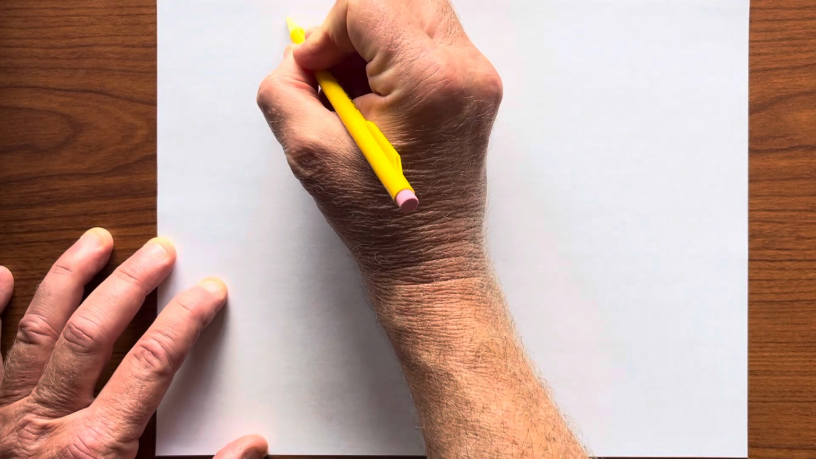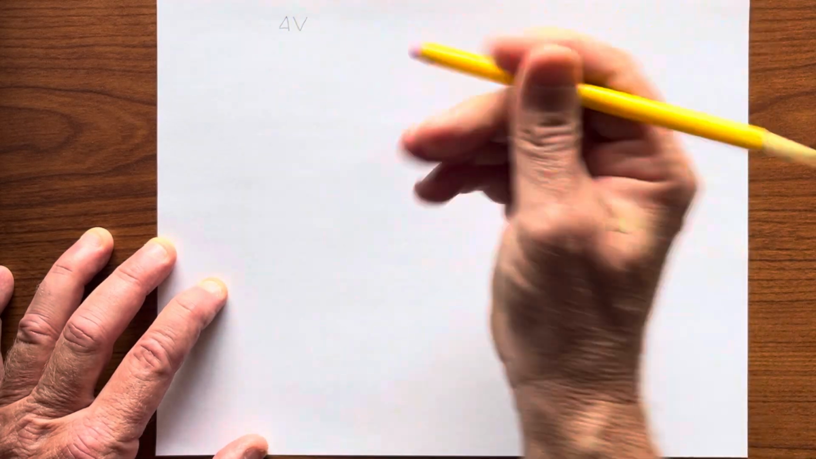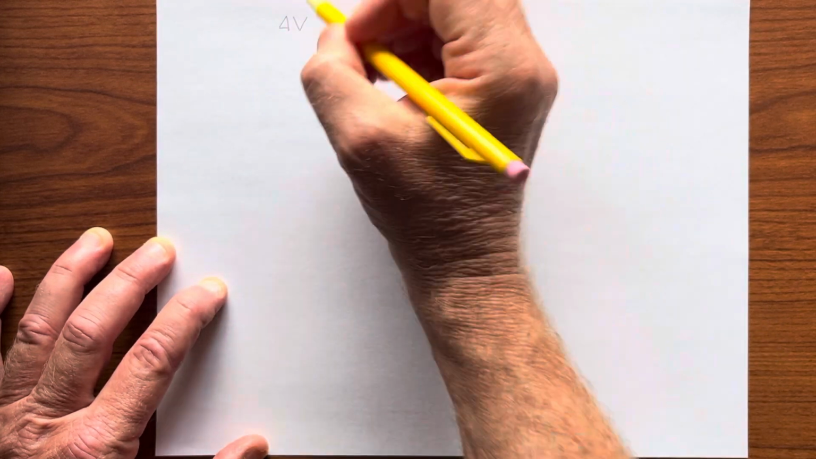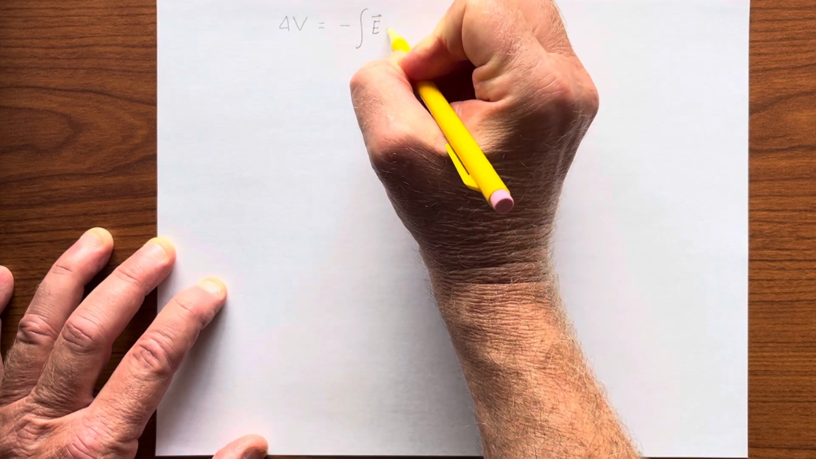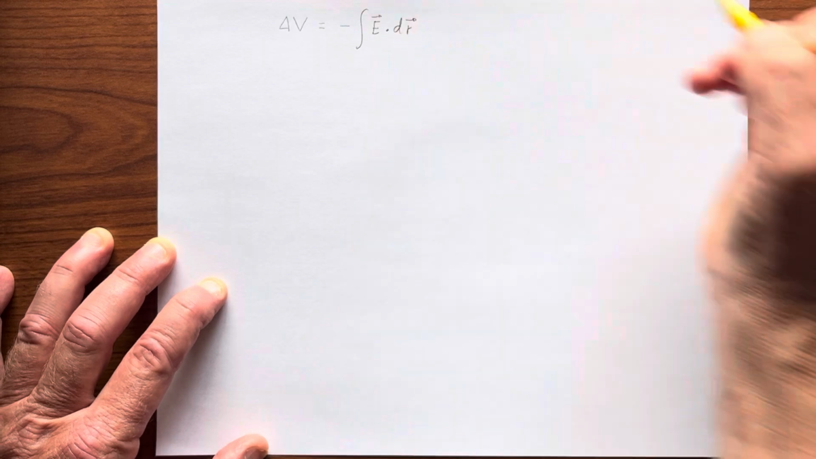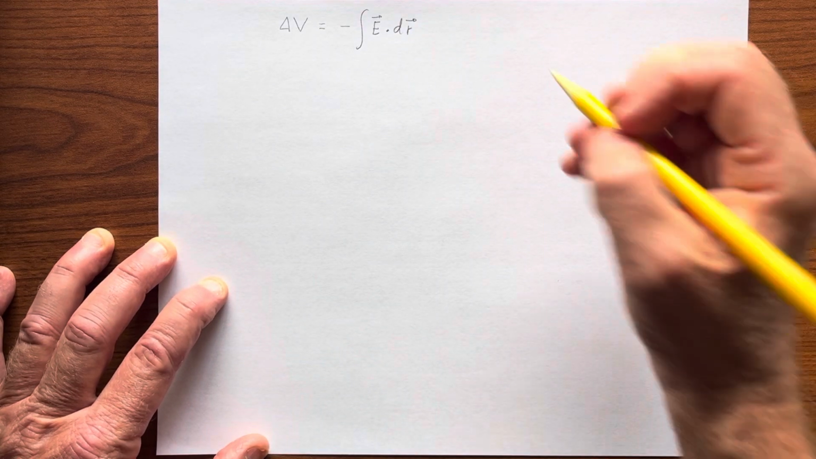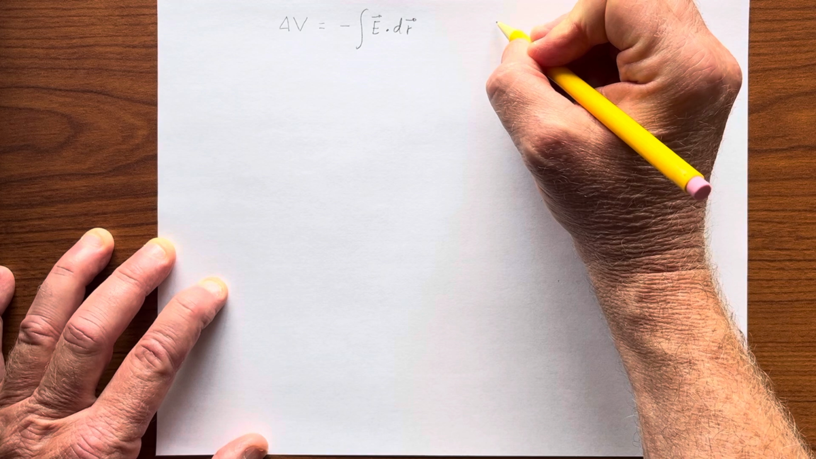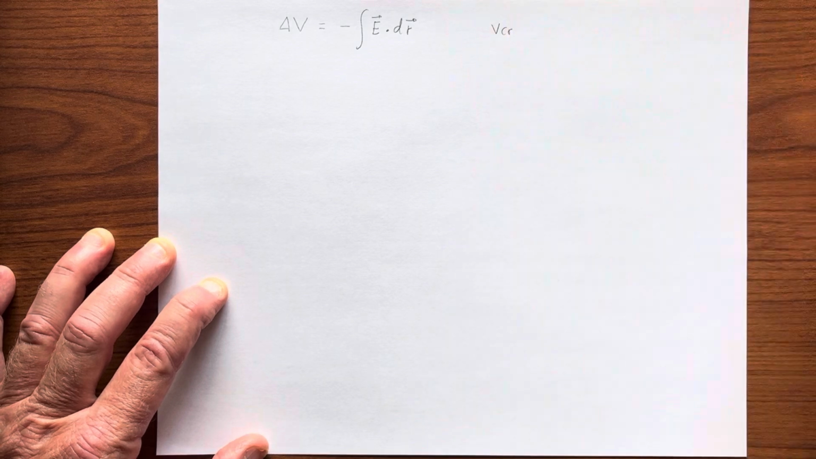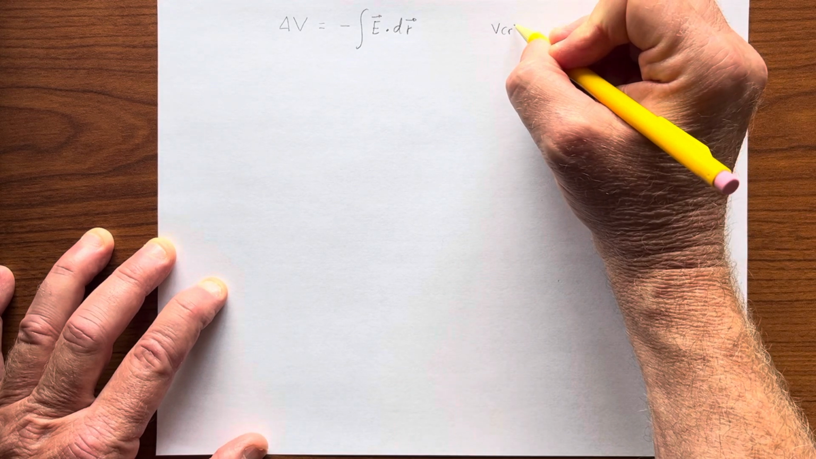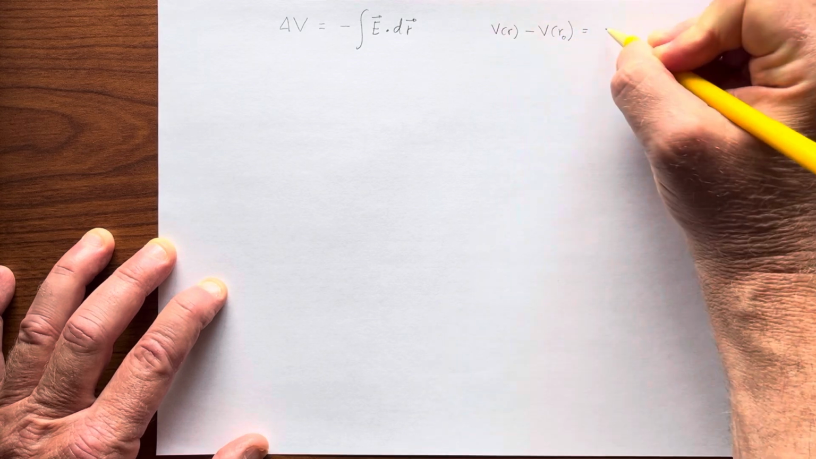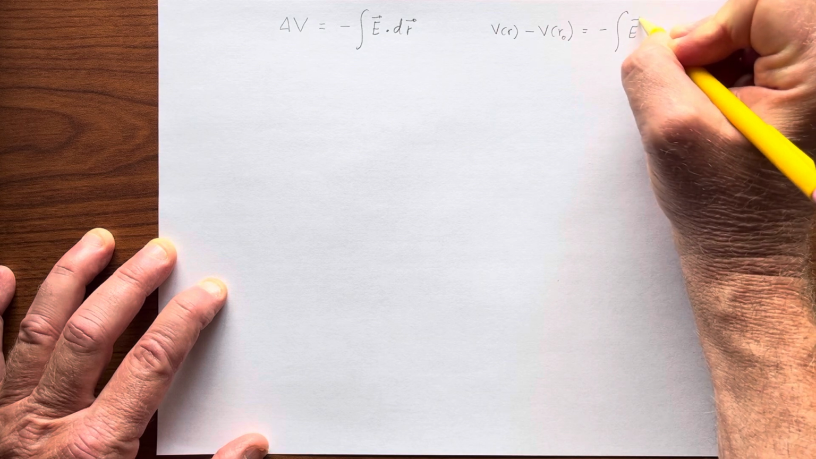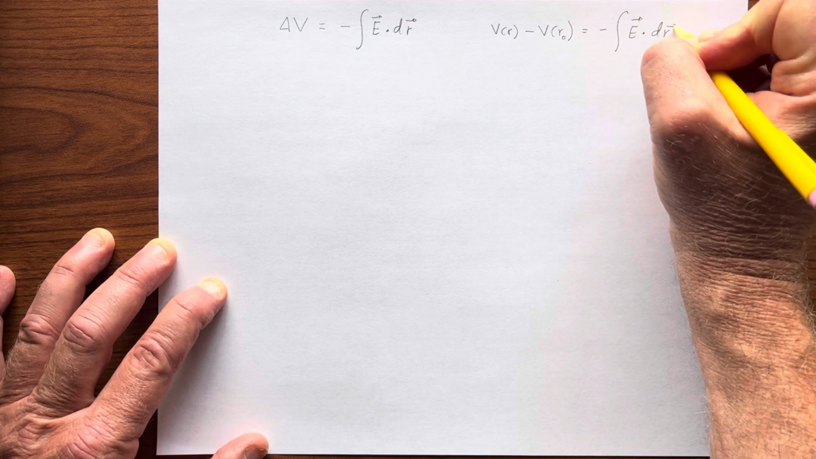Okay, so we determined that there is a difference in a function, delta V. Delta V is the difference in the electric potential, and that's equal to minus the integral of the electric field over some length, over some line. We can write this using a radial coordinate r: V of r minus V of some r naught is equal to minus the integral of E dot dr.